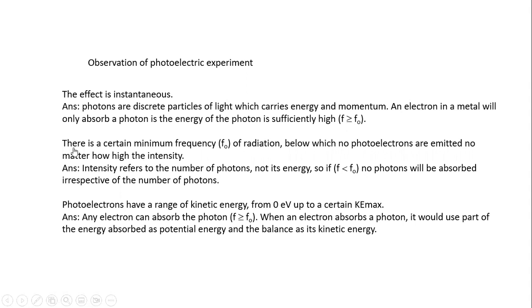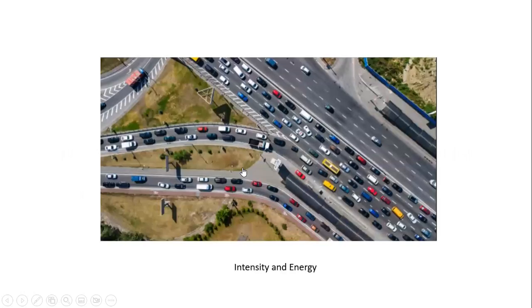Another observation is that there's a certain minimum frequency of radiation below which no photoelectrons are emitted, no matter how high the intensity. Einstein explained this by saying that intensity refers to the number of photons, not its energy. So if the frequency is less than the threshold frequency, no photons will be absorbed, irrespective of the number of photons. Okay, let's look at this example.